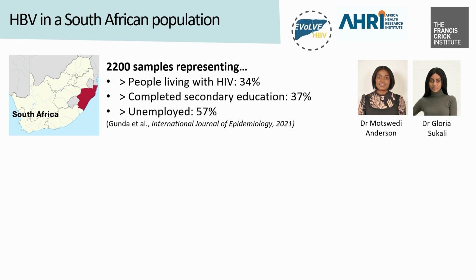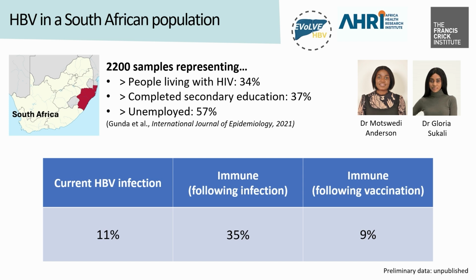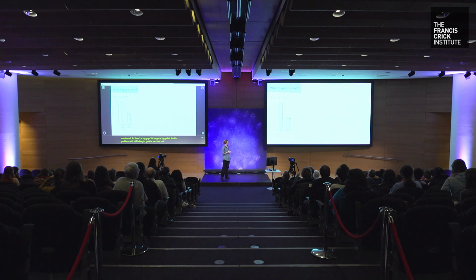And the population here live with lots of health challenges, as you can see from those data, in terms of HIV infection, low rates of education, high rates of unemployment. And our data at the moment suggests that about 11% of this population is living with hepatitis B. A third of the population has been infected at some point, so the rates of exposure to this virus are still very high. And less than 10% of the population has got evidence of having been vaccinated. So there's a big gap. We've got a big public health problem. We're still failing to get the vaccines out there.